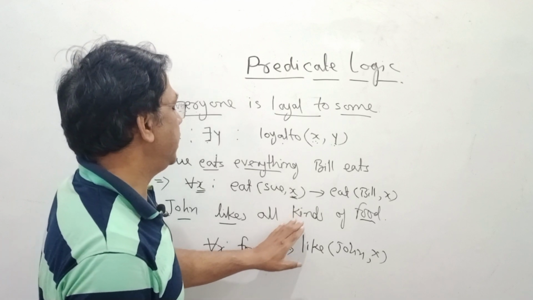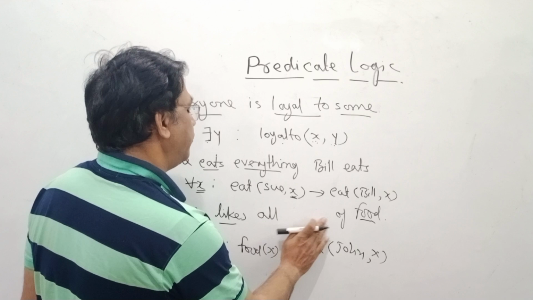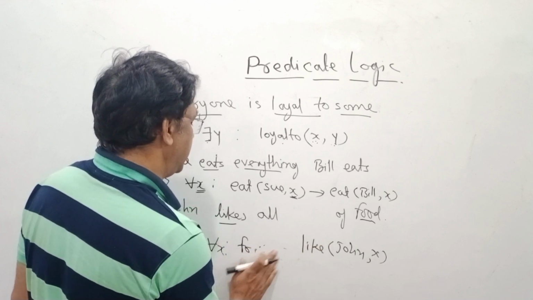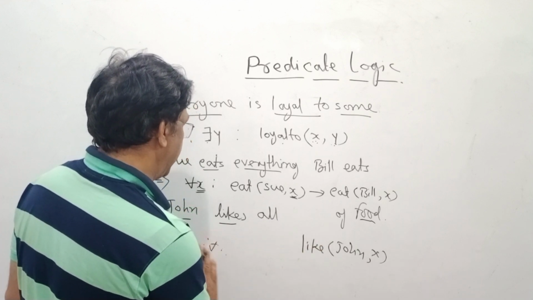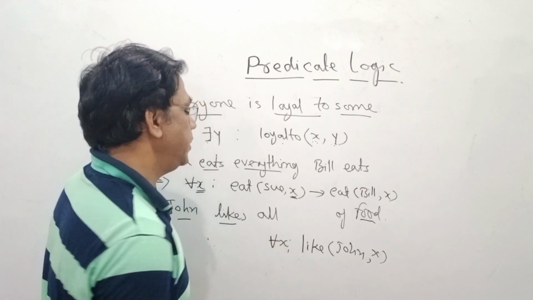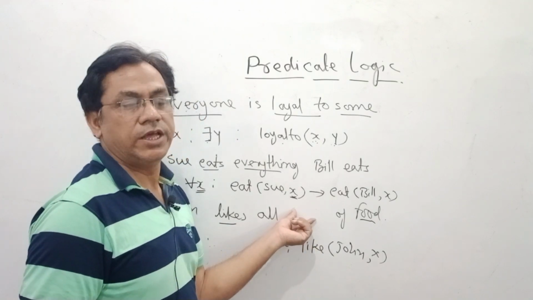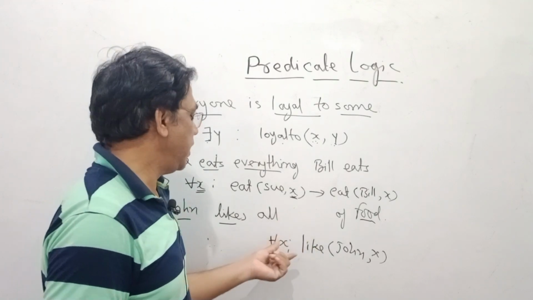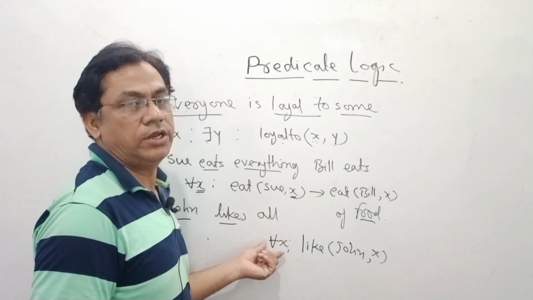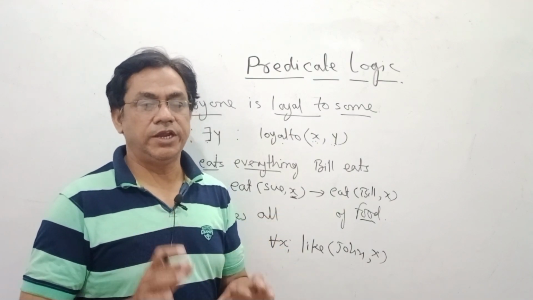If I were writing just all foods, not kinds, then there would be no necessity to write this; directly we could write it this way, John likes all foods. But because kinds was there, that is why I have written one more relation just before. So I hope you understood predicate logic.